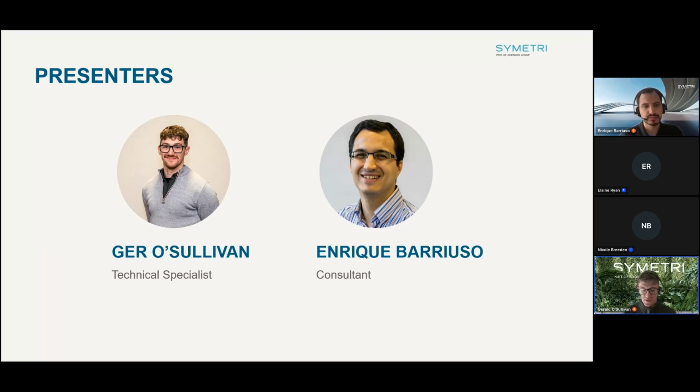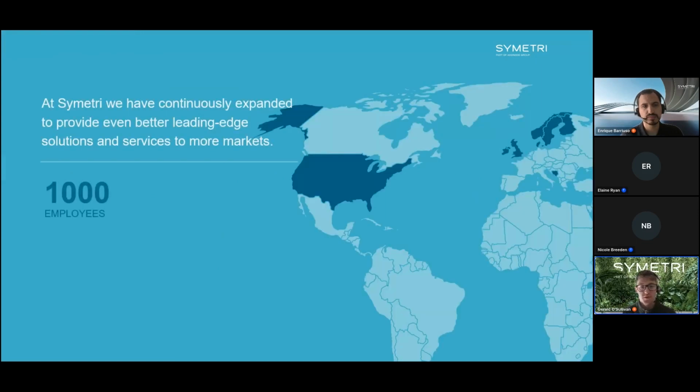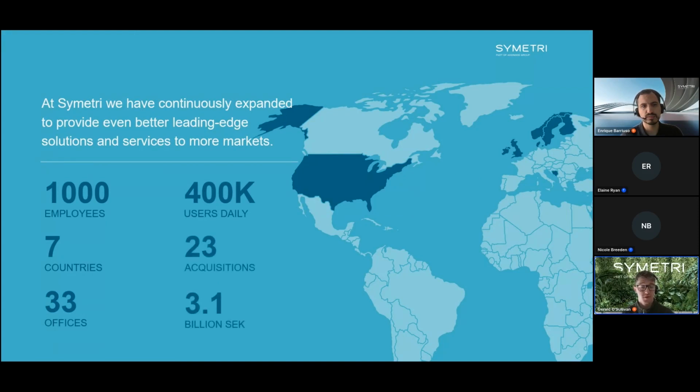Very good. So yeah, we're just going to have a couple of slides just about Symmetry. I know you're all here to see, again, the good stuff that's coming out in Civil 3D 2025, so we won't waste too much time. Again, we'll just give an overview of who we are at Symmetry. So at Symmetry, we've continuously expanded to provide even better leading-edge solutions and services to more markets. We have now over 1,000 employees in 7 different countries through 33 different offices, and we have over 400,000 users daily. And since being founded in 1989, we have grown through 23 different acquisitions and organic growth.